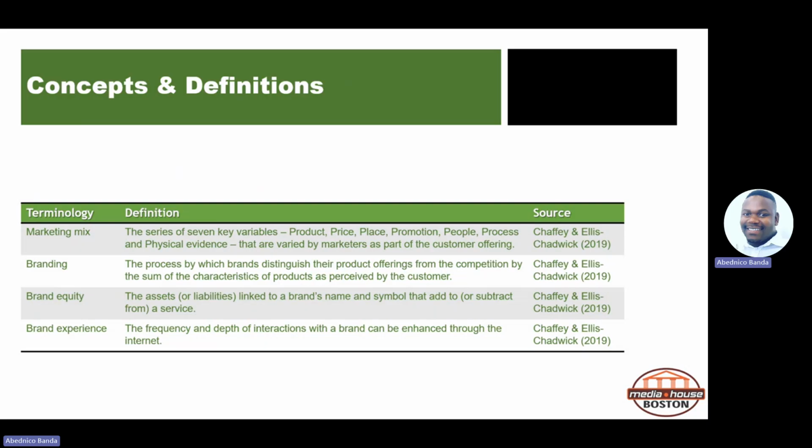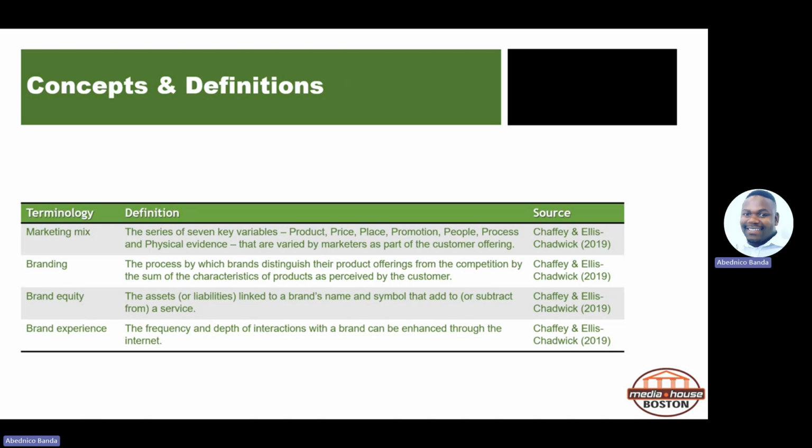So you cannot exclude that from your tactics, because your tactics will actually determine how you are going to position these on digital platforms. Remember, digital marketing is all about placing a brand and its product and its attributes on digital platforms.